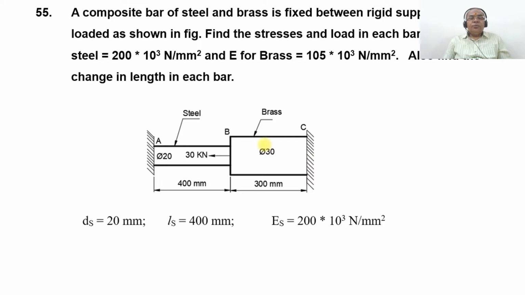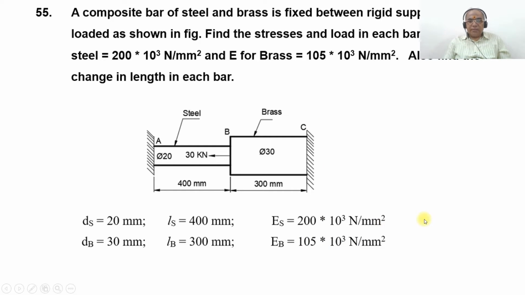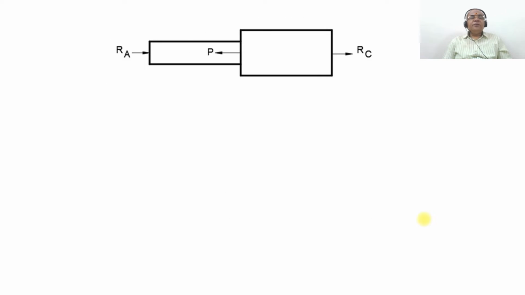And now first we are going to write the data whatever has been given. Here the diameter of the steel rod is 20 mm, the length of the steel rod is 400, and the Young's modulus of the steel rod is 2 into 10 to the power of 5, or 200 into 10 to the power of 3 Newton per mm square. Similarly, the diameter of the brass bar is 30, the length of the brass bar is 300, and the Young's modulus of the brass bar is 105 into 10 to the power of 3 Newton per mm square. Now, what is the load applied? The load applied is P equal to 30 kilonewton, which is equal to 30 into 10 to the power of 3 Newton.